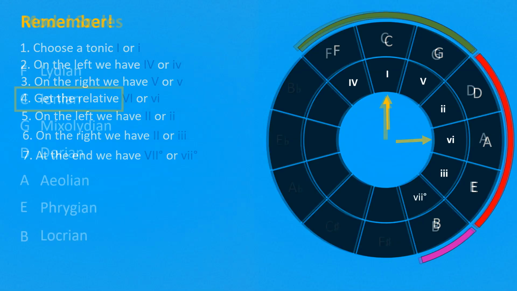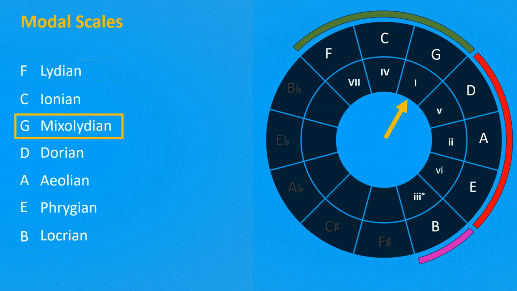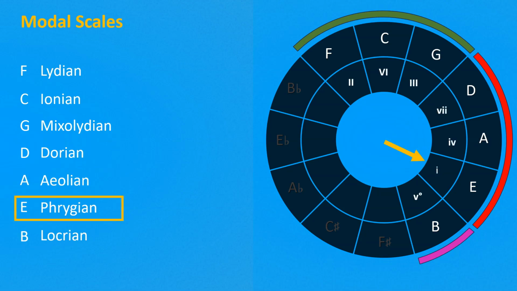In the modal scales we move the tonic, but the previous scheme remains the same. So we have C Ionian, F Lydian, G Mixolydian, D Dorian, A Aeolian, E Phrygian, B Locrian.